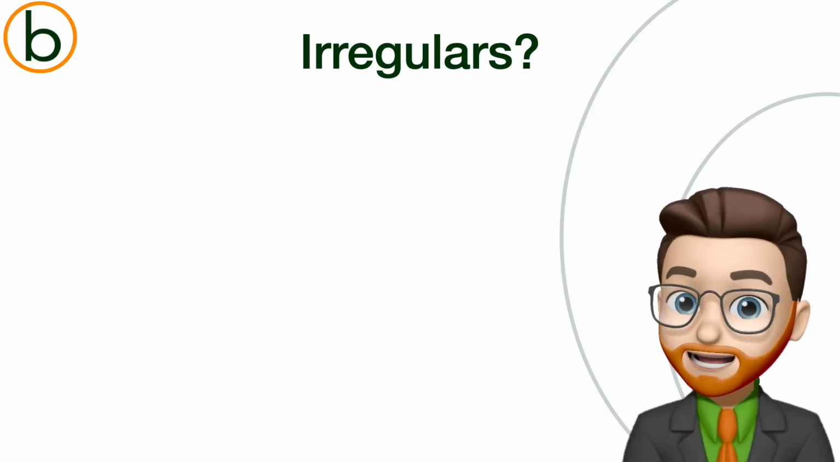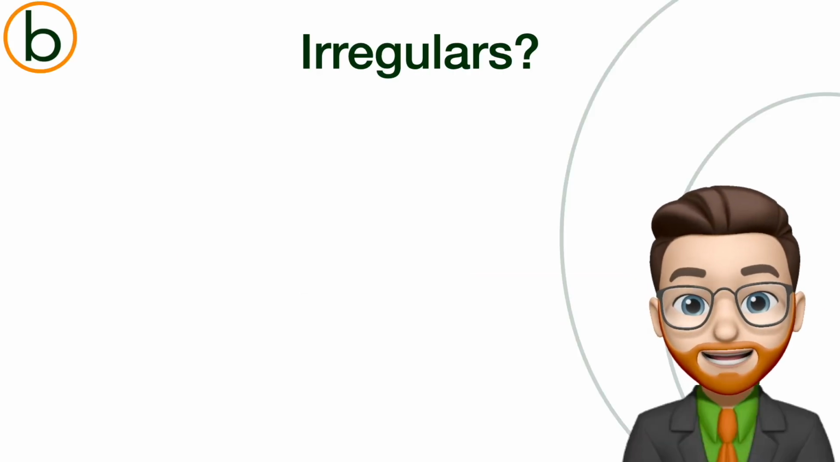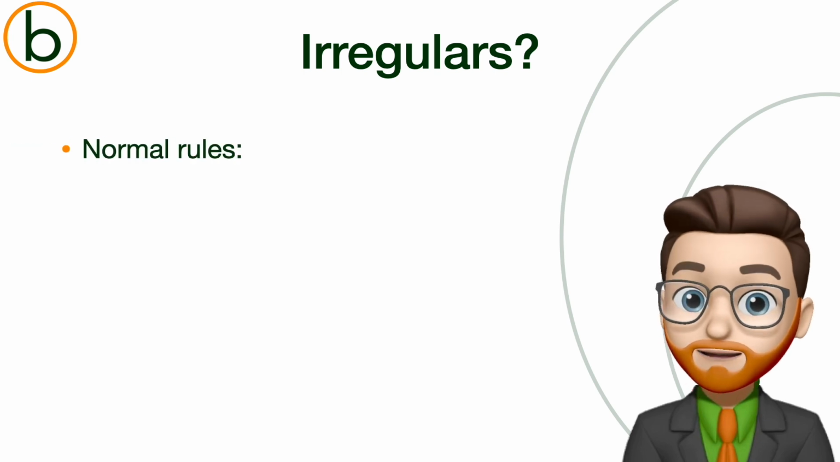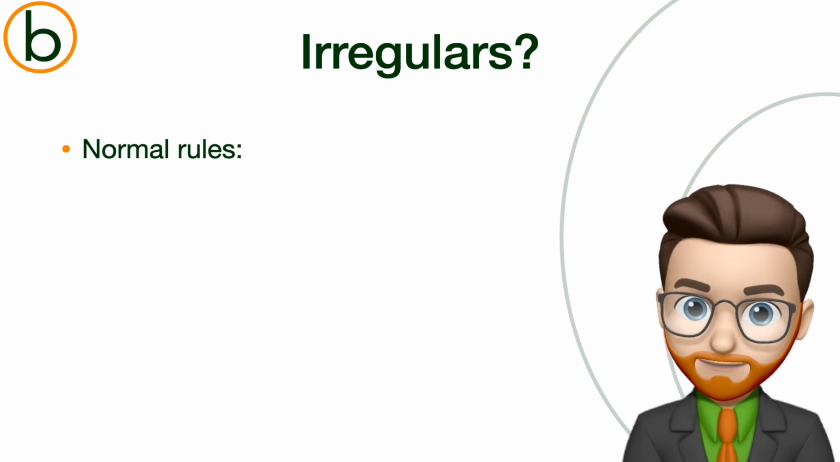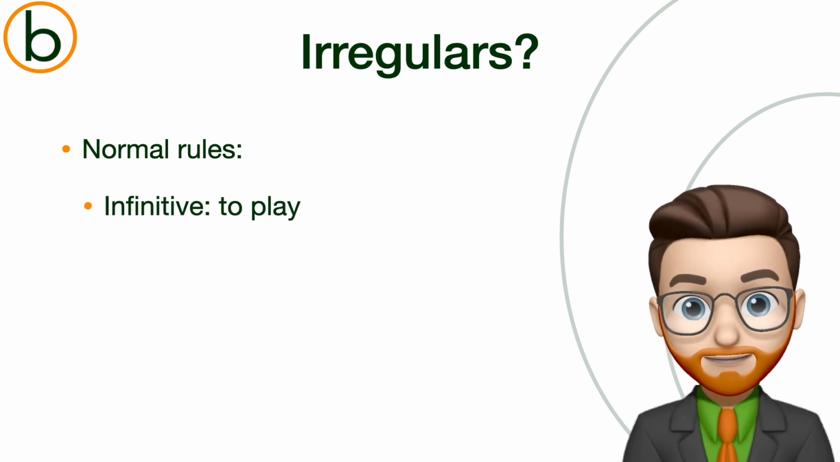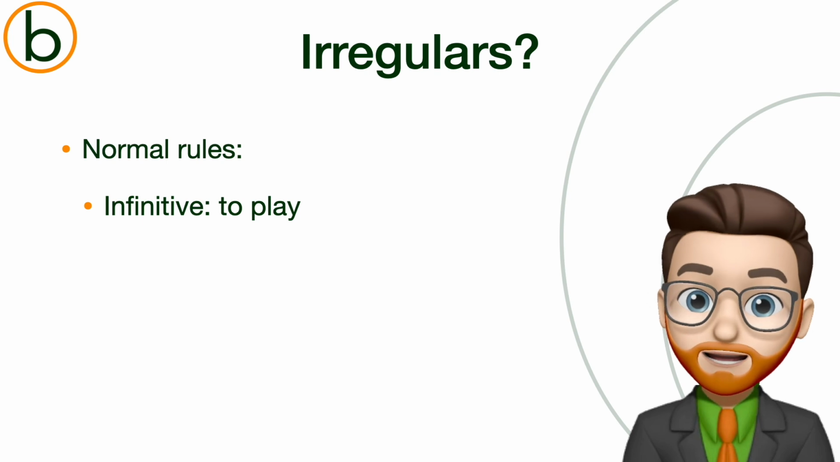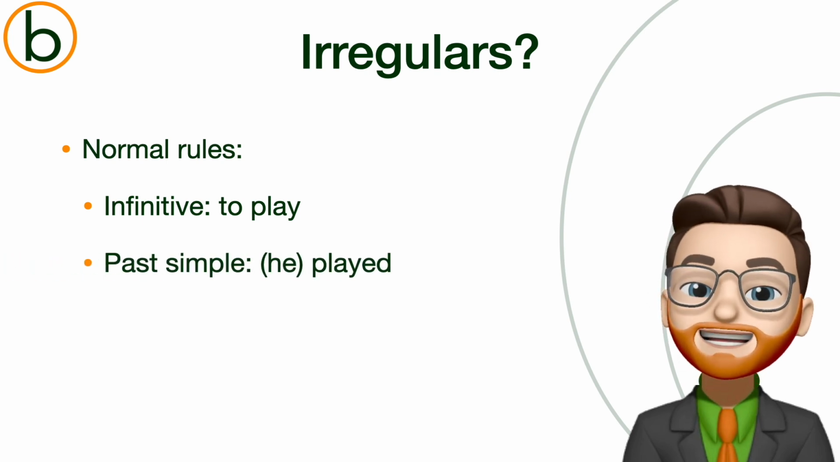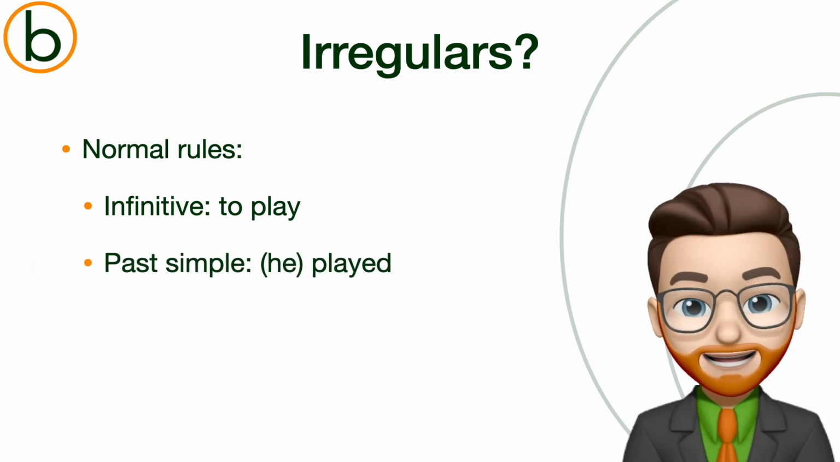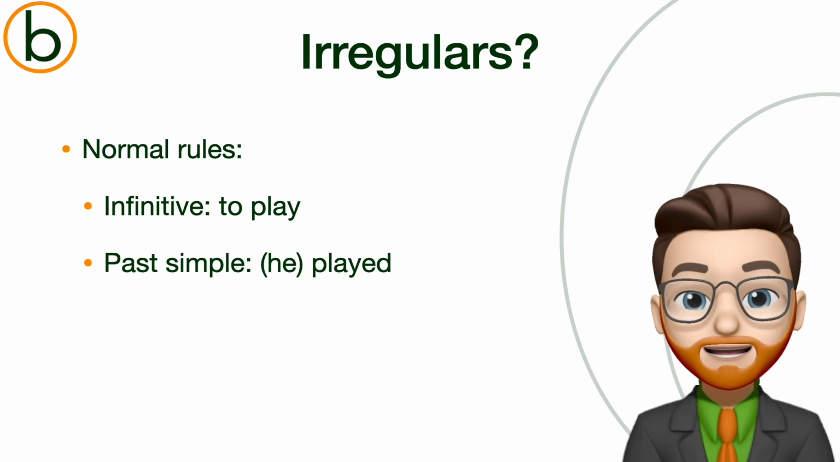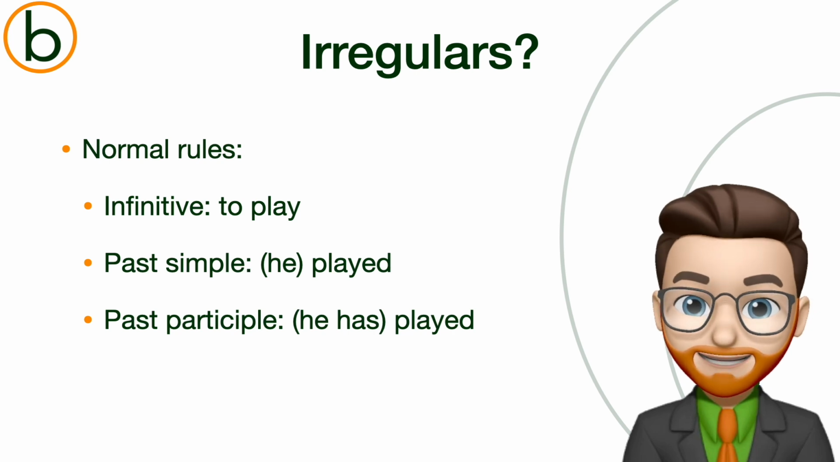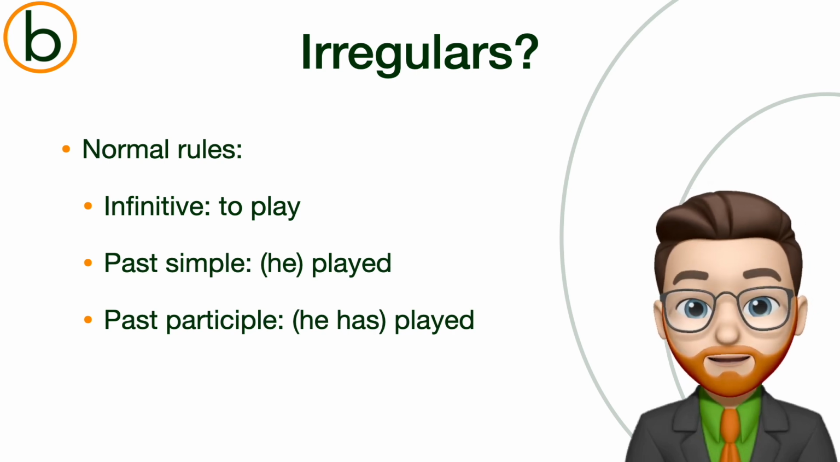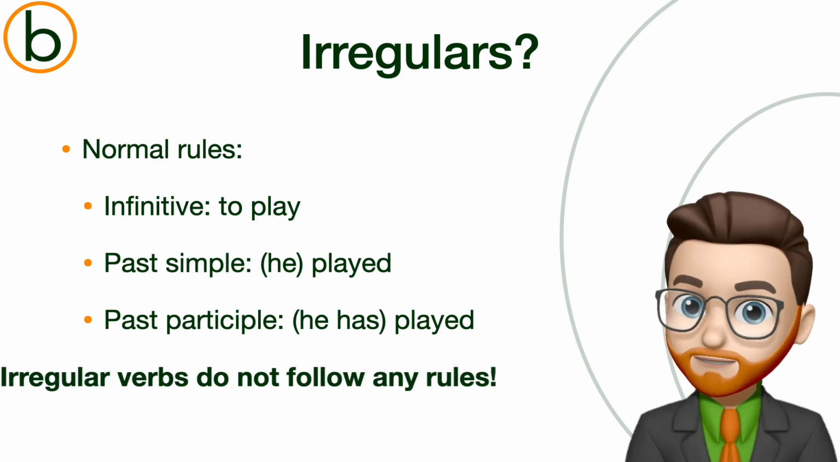Just like every other language, the English language has specific rules about how you use verbs. Let's take the verb play, for example. The infinitive is to play. In the past simple, we add ed to that, so we get he played. The past participle is also played. He has played. Irregular verbs, however, don't follow the rules.